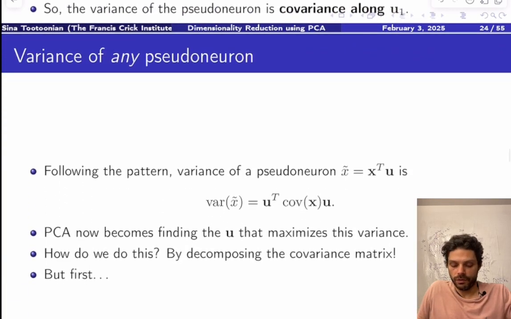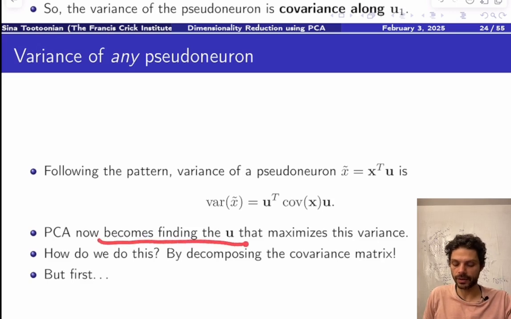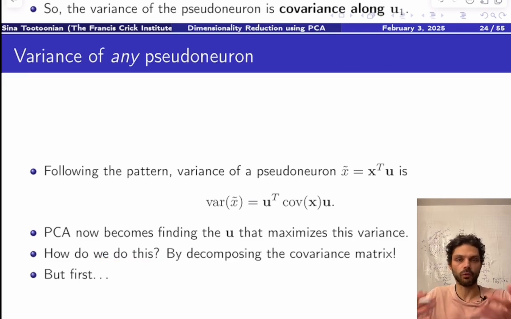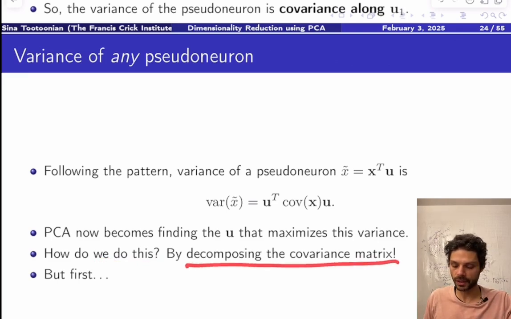So once you follow this pattern, for the variance of any pseudoneuron, you just give me its vector, and I'll give you how much variance it has, where I project onto the covariance. That's awesome because PCA now becomes finding the U, the direction, that maximizes this variance. But how do we do this? It turns out you can do it by calculus, but we can actually do it in one go by decomposing the covariance matrix.